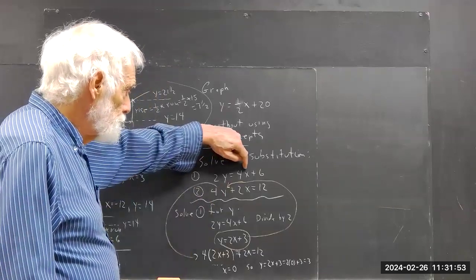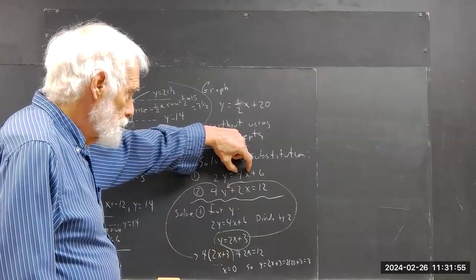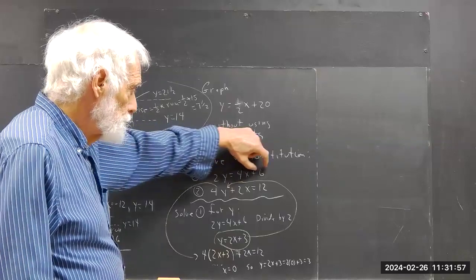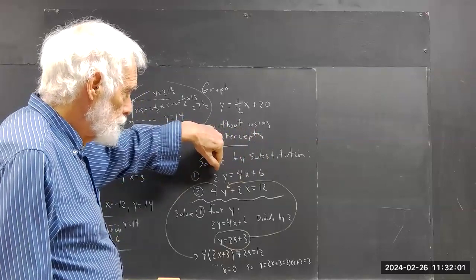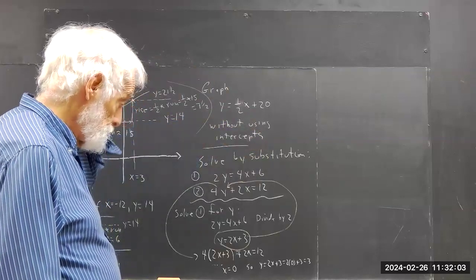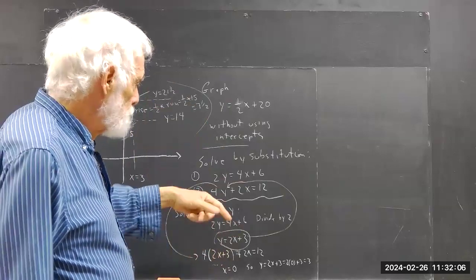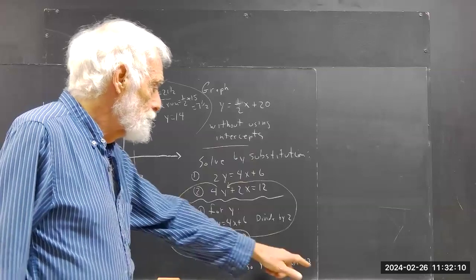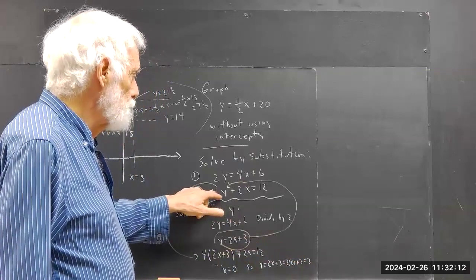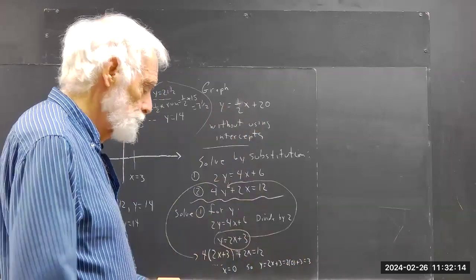If x equals 0, this is going to give us 0, so we're going to get 2y equals 6. If y equals 3, 2 times 3 is 6, we get 6 equals 6. If we plug in x equals 0 here, we get 4y equals 12. Then y equals 3 gives us 4 times 3 equals 12, 12 equals 12.